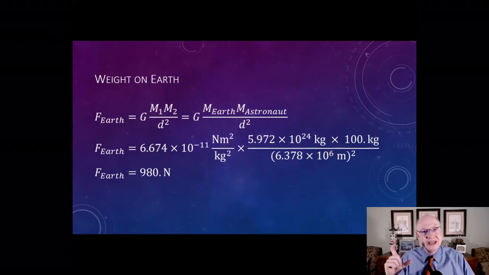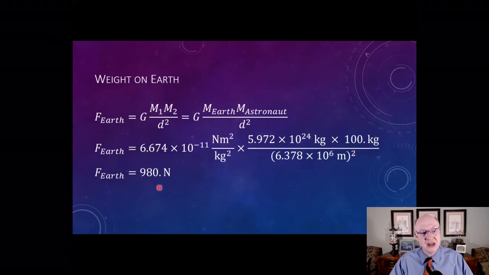That's because the radius of the Earth is 6,378 kilometers, but we need that number to be in meters, and to convert from kilometers to meters, we need to multiply by 1,000. So it becomes 6,378,000 meters, or 6.378 times 10 to the 6th meters. Now, we can plug all those numbers into a calculator. So 6.674 times 10 to the minus 11th times 5.972 times 10 to the 24th times 100 divided by 6.378 times 10 to the 6th. Don't forget to square it. That's a big mistake students often make, is they forget to square it.